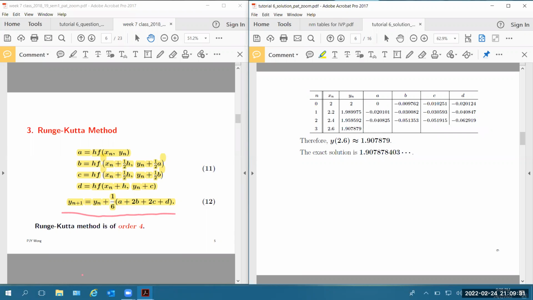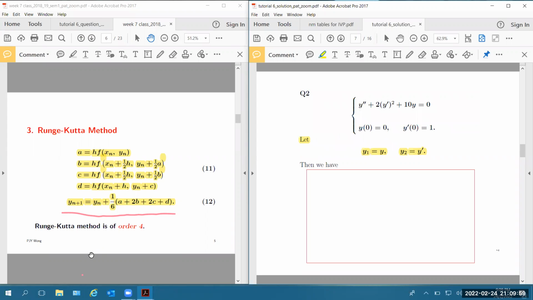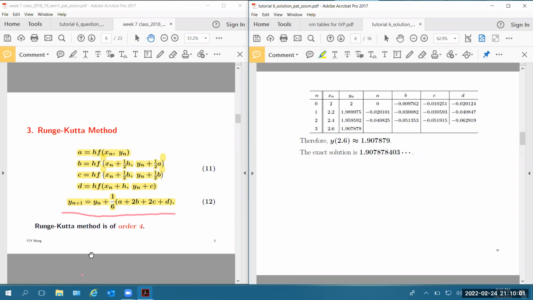Class, any question? Has anyone done this problem already? Yeah, I think you need to do it. Okay, so this is considered question 1, very, very easy. Now we go to more complicated stuff.